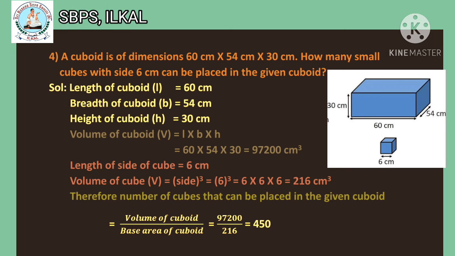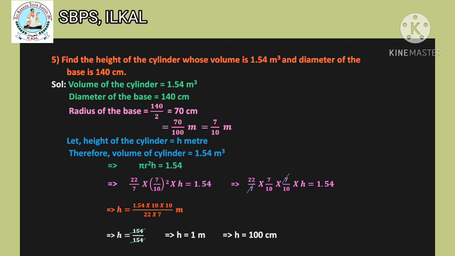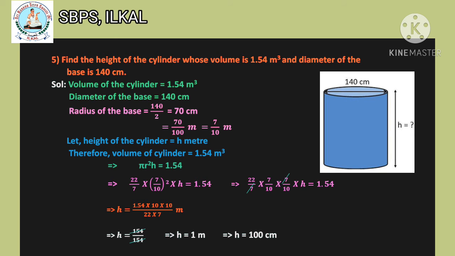Means 450 small cubes we can place in the given big cuboid. Fifth question, find the height of the cylinder whose volume is 1.54 cubic meter and diameter of the base is 140 centimeter. Solution, volume of the cylinder is equal to 1.54 cubic meter. Diameter of the base is equal to 140 centimeter they give.